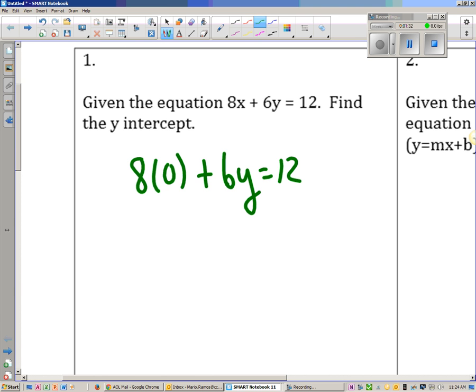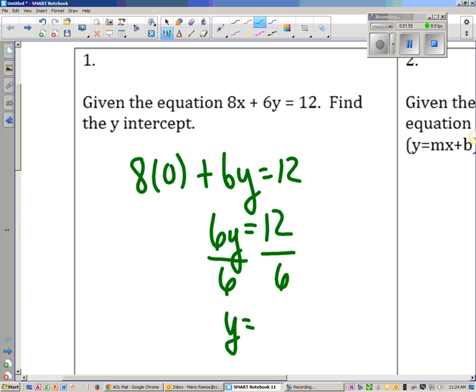Okay, so now that I've substituted in 0 for x, I'm going to do the arithmetic, and I know that 8 times 0 is 0, so I'm doing my simplification. I am left with 6y equals 12. Isolating the y here, I'm going to divide by 6 in order to get the y by itself, so y is equal to 12 divided by 6, which is 2. Okay, that's my y-intercept. That's all you had to do.